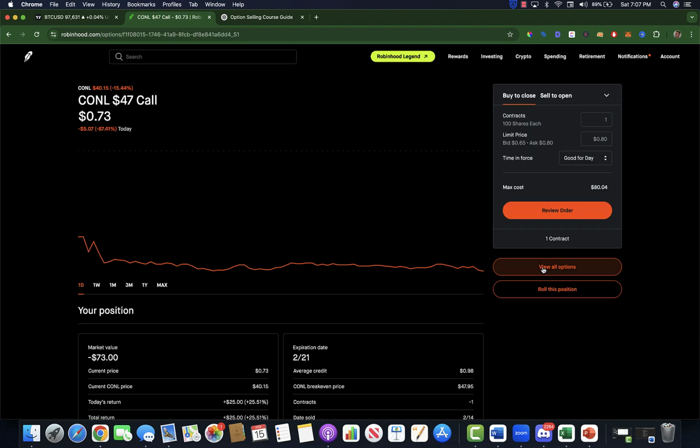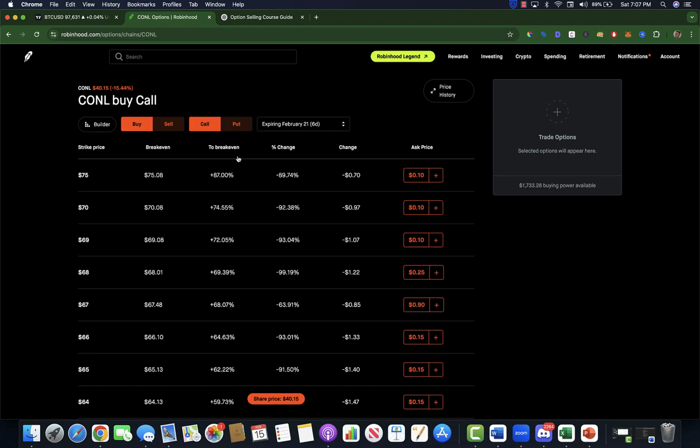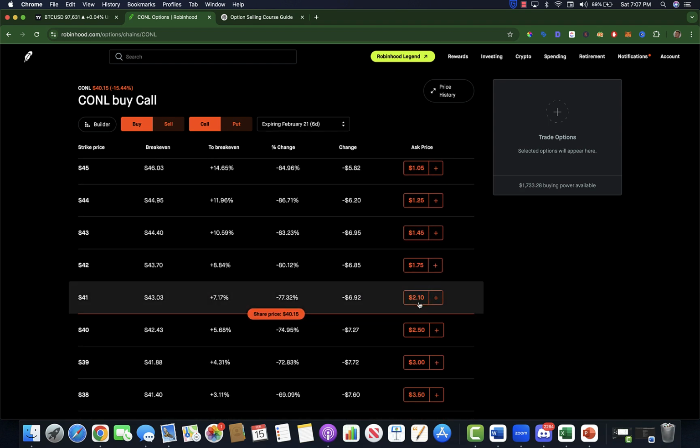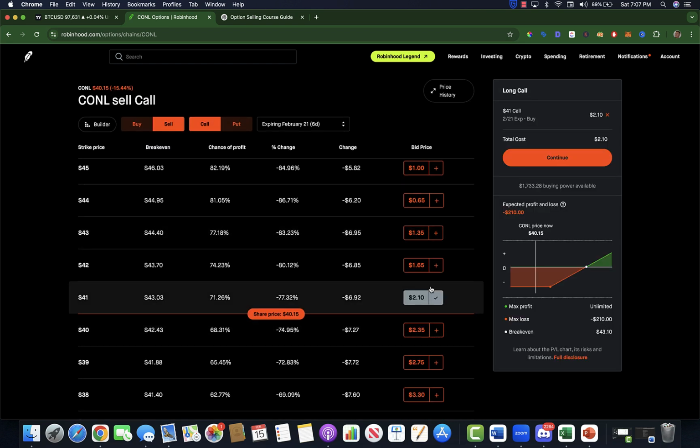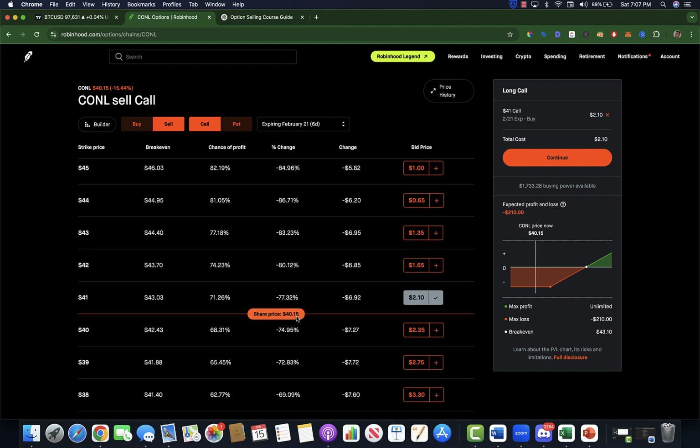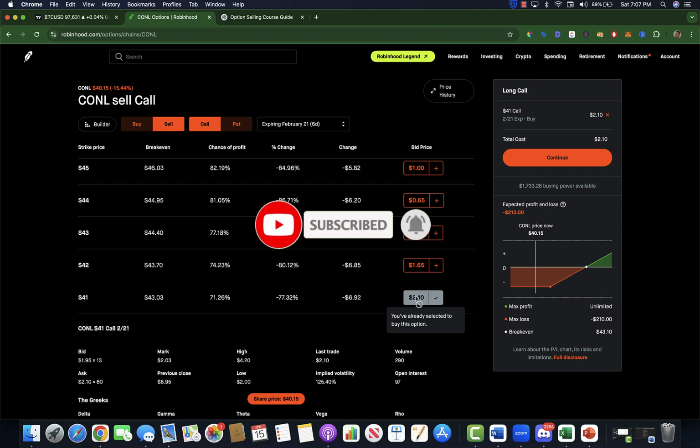So if we were to hypothetically buy, let's just say calls on Connell that expire this upcoming week, you're only risking $210, right? Now, if you go to click sell the calls, you're making $210, but you're risking the fact that you have to buy 100 shares first. So it's at $40.15. You have to put up $4,000 worth of capital to collect the 210.